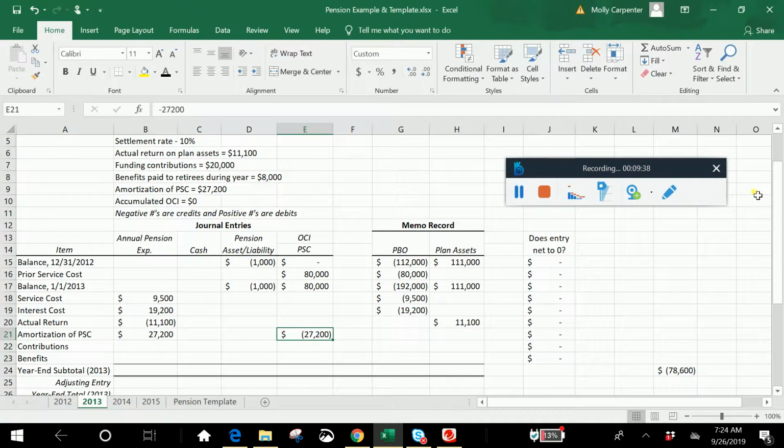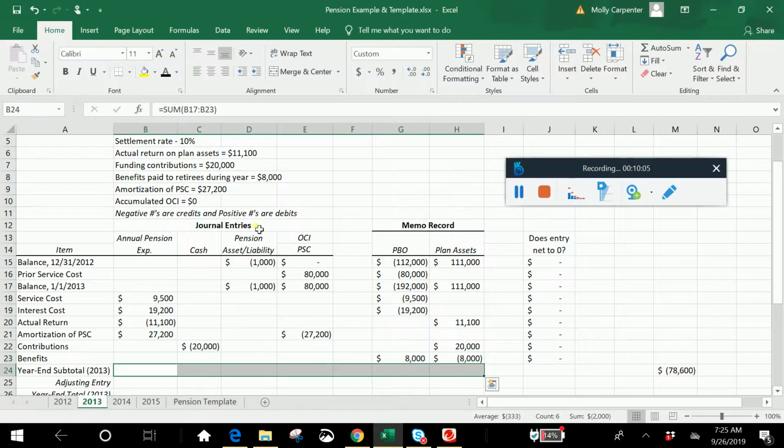We also know that our accumulated OCI before we got to this year was 0, so we had a 0 balance before. Our contributions for the year were $20,000, so that's a decrease to cash and an increase to our plan assets. And benefits paid during the year were $8,000, so a decrease to the PBO and a decrease to plan assets.